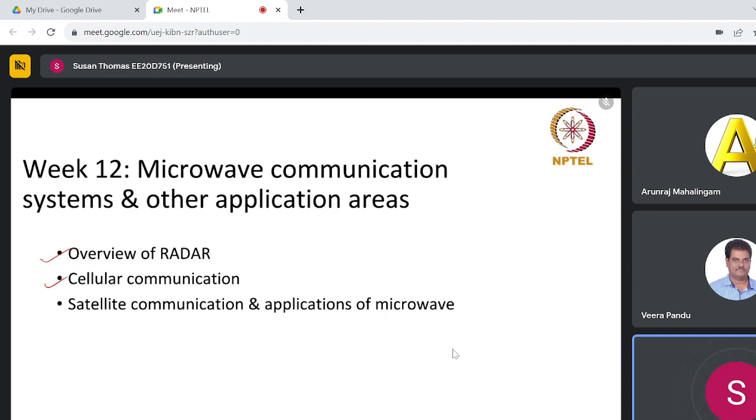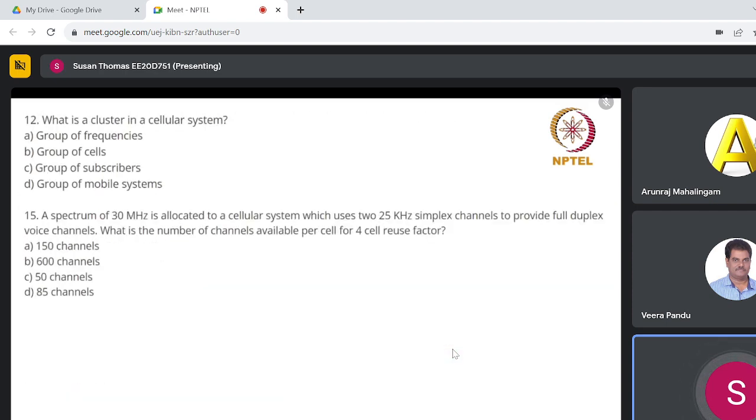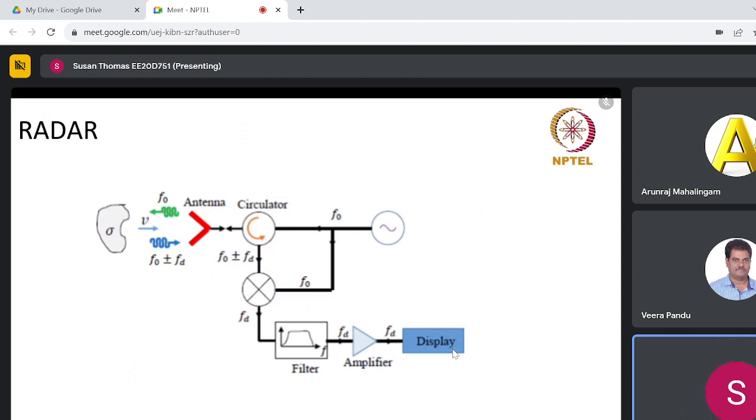So we'll start with radar in the beginning, because that's a very fundamental concept known to most of you. As you know, radar is nothing but a radio detection and ranging system. The basic purpose of a radar is to estimate the distance to a particular target, or calculate the velocity of that target, and so on.